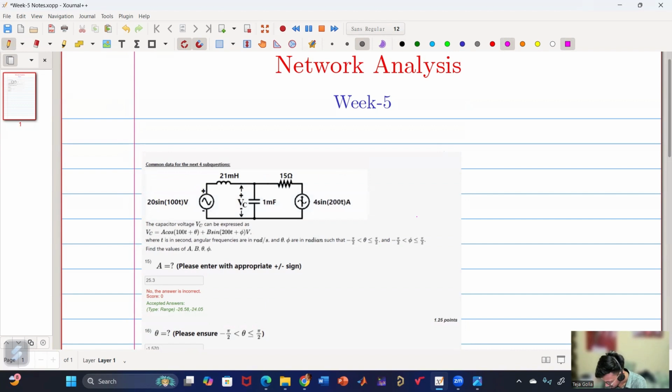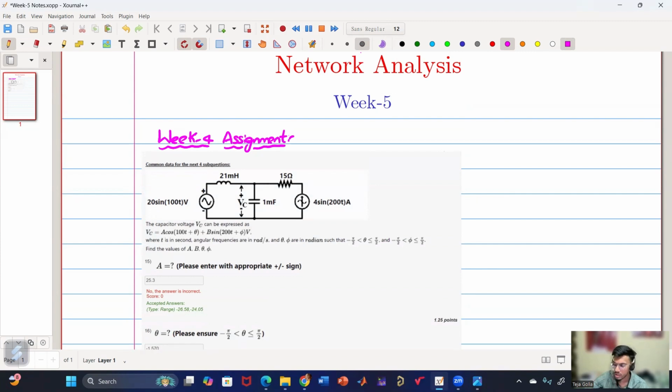Yes, sir, in this, I have solved the problem by taking voltage source and I got the voltage across the 1 microfarad capacitor. It was 25.3 angle minus 90. So from there, I am facing problems in conversion. I could not exactly convert correctly into cos, the angle of cos.